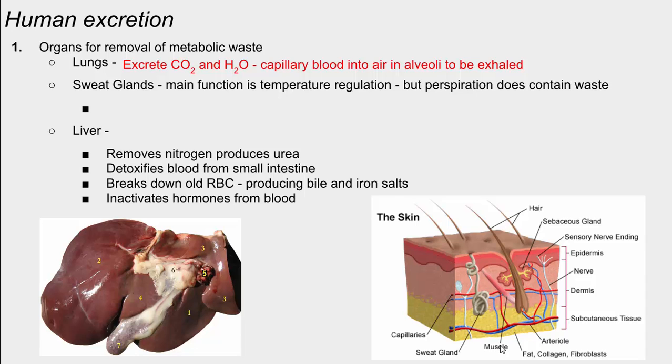However, sweat is not just water, it has other material in it as well. 98% of sweat is water, but 2% are waste products that our sweat glands help us to excrete. So 2% is urea and salts. Urea, the same waste that's in urine, is actually in our sweat.